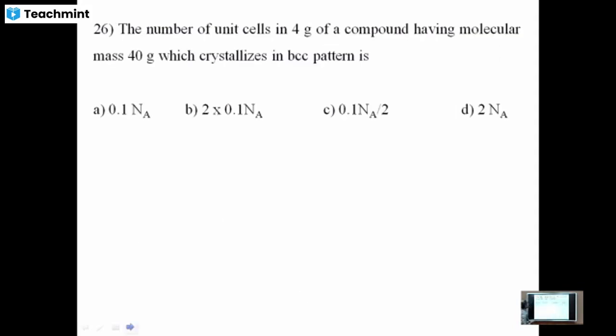Next one, the number of unit cells in 4 gram of a compound having molecular mass of 40 gram, which crystallizes in BCC pattern, is?